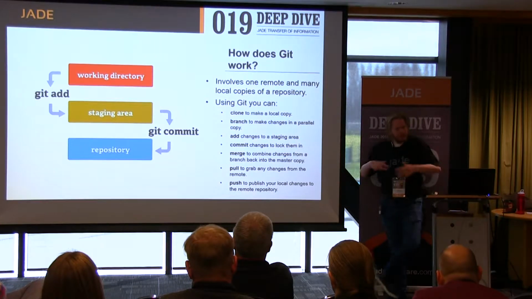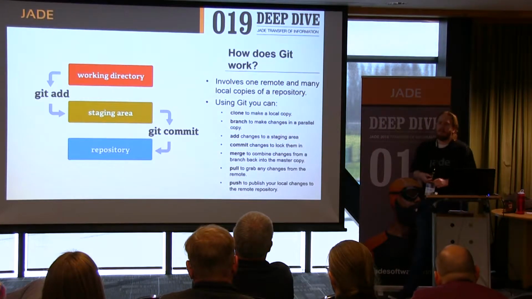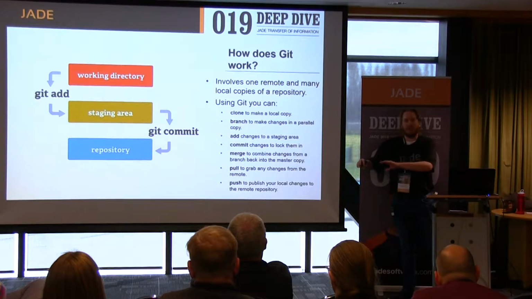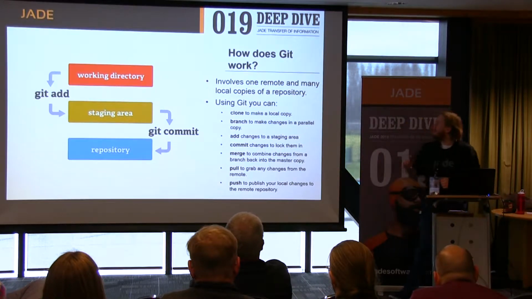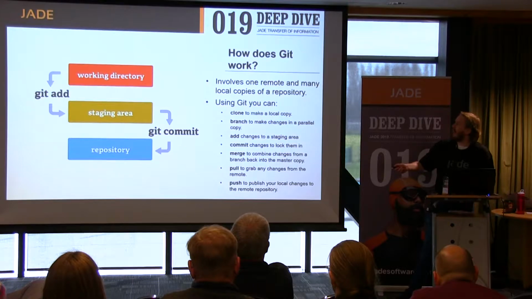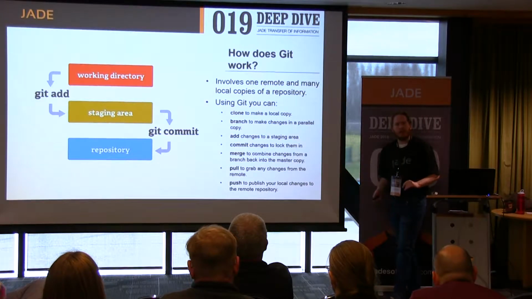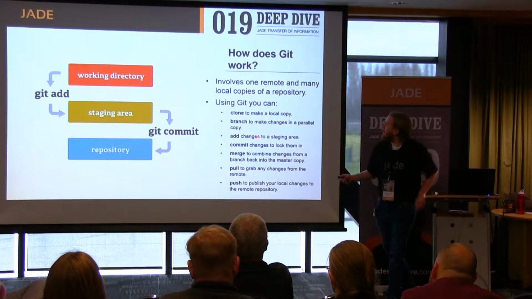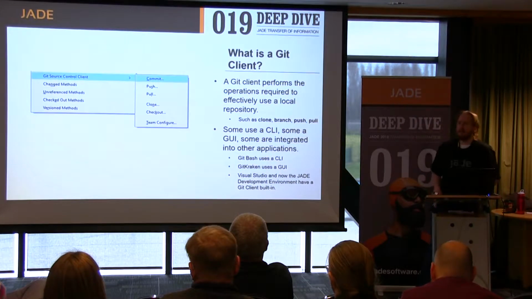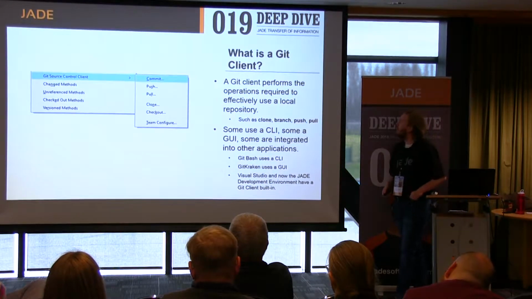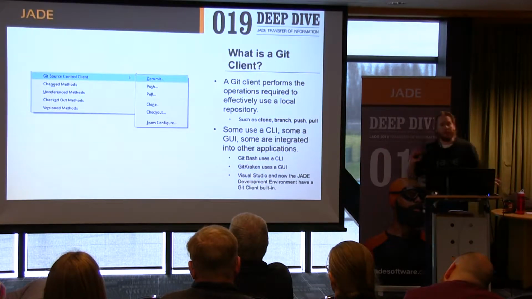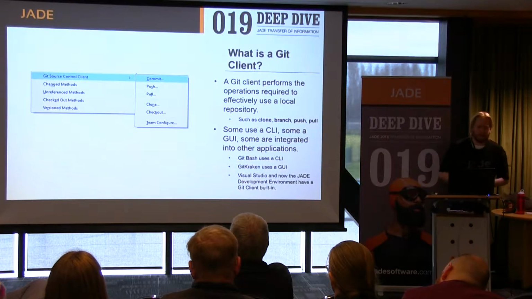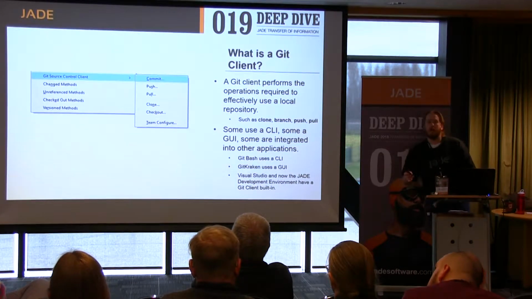One important part of Git is branching. The idea being that if you're going to make some changes, you don't want to break anything, so you do it in a separate branch, and you can go back to your original branch if you need to. You're going to need to be able to do this process, the add. You need to be able to do this process, the commit. Lots of commands with Git that we need to be able to do. The idea of a Git client is it's just a tool for doing those commands for you. So a Git client performs the operations required in order to effectively use a local repository. So it's dealing with the local repository, and it's doing those commands for you.